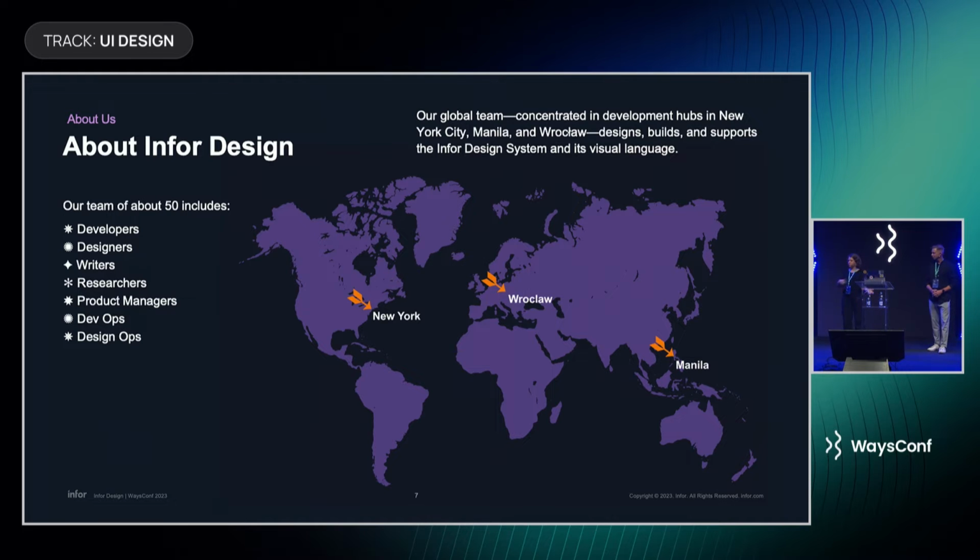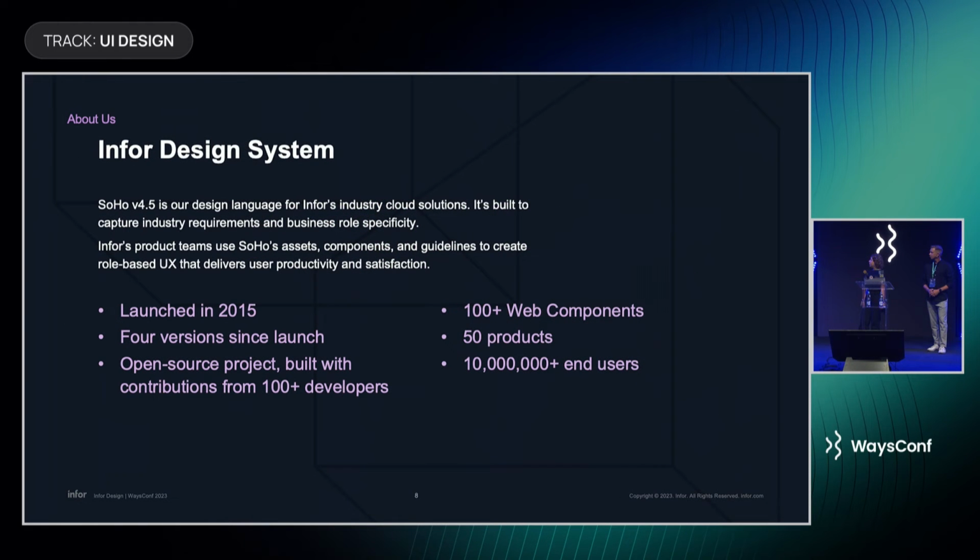Our team consists of creatives, developers, designers, writers, and also people who help us to operate. A couple of words about our design system. It is 8 years old, and it has evolved into 4 versions since its launch. It serves more than 100 components for 15 products, and we have more than 10 million end users. So you understand the scale better now.